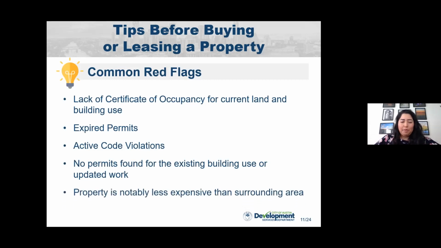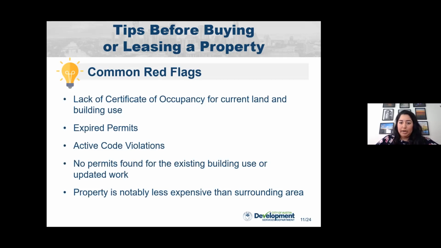Also, if the property is notably less expensive than the surrounding area, this is a really big flag. This red flag might indicate that when permits are requested from the city, the permitting process will be expensive and lengthy. Our team assisted an owner that purchased a cheaper property, and they ended up having to go through the entire development process and comply with many development regulations, including heritage tree and floodplain regulations. So they ended up having to redesign their entire site and building layout.